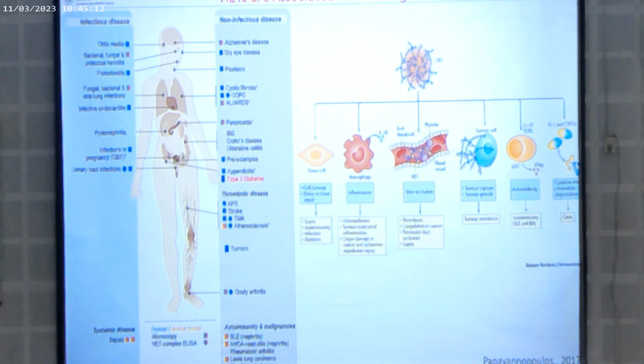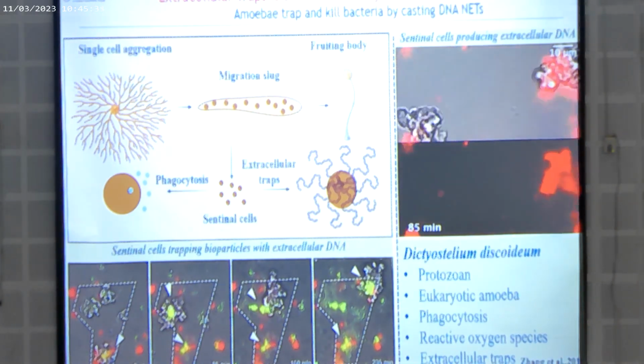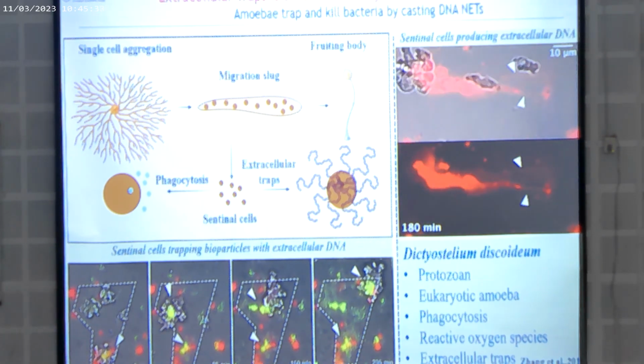So initially, people thought that it is only relevant in infections, but later people realized that these NETs are attributed to several diseases, non-infectious diseases like Alzheimer's, psoriasis, COPD, pancreatitis, and many other diseases. But we work in the area of diabetes, how these NETs may differ in diabetes and related complications of diabetes.